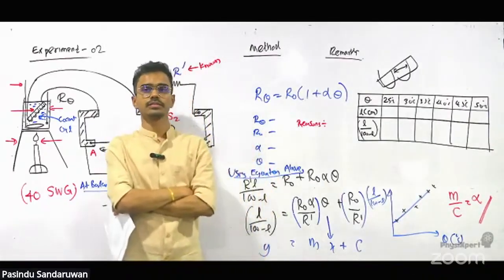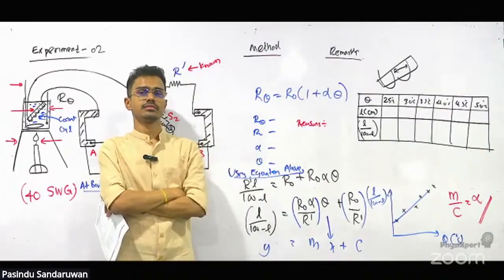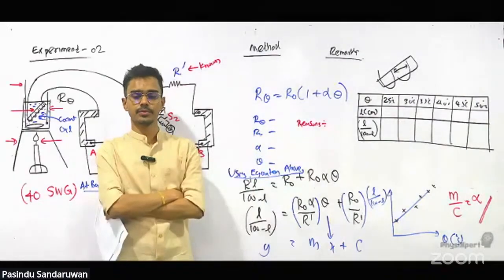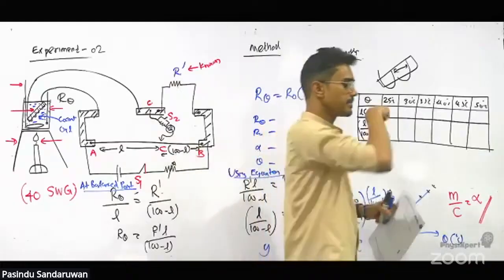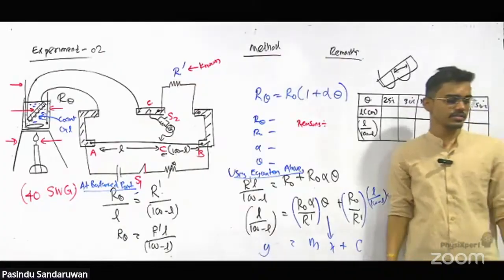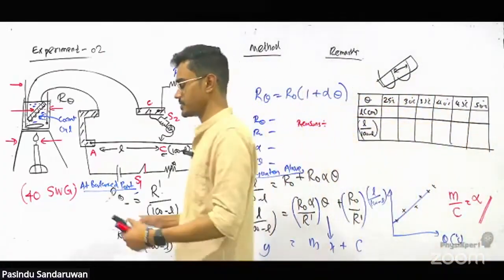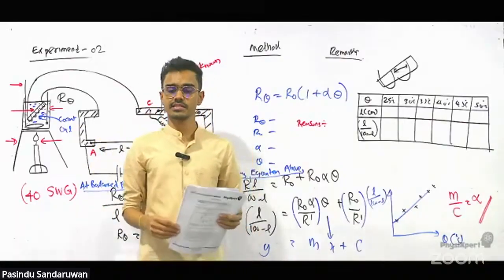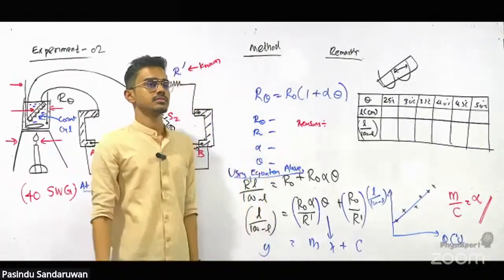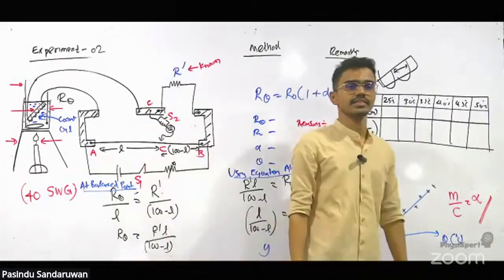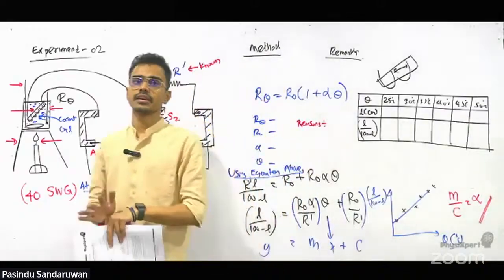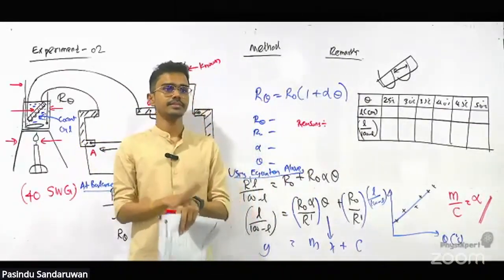Right, next point. Readings can be taken even up to a higher range, since the boiling point of coconut oil is around 170 degrees Celsius. Right? Okay.